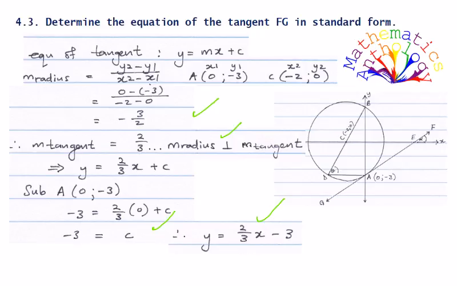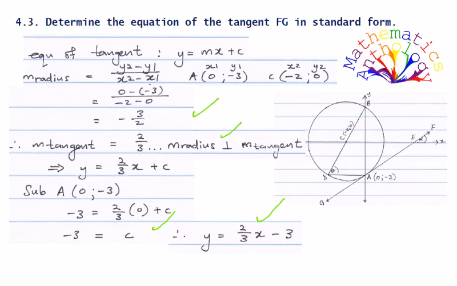Now we can use the gradient of the radius to get the gradient of the tangent. Because those two are perpendicular, all you do is you swap around that fraction that we got for the gradient of the radius. So instead of 3 over 2, it becomes now 2 over 3. The radius gradient was negative, so this one now will change to positive. So the gradient of the tangent is 2 over 3 now.